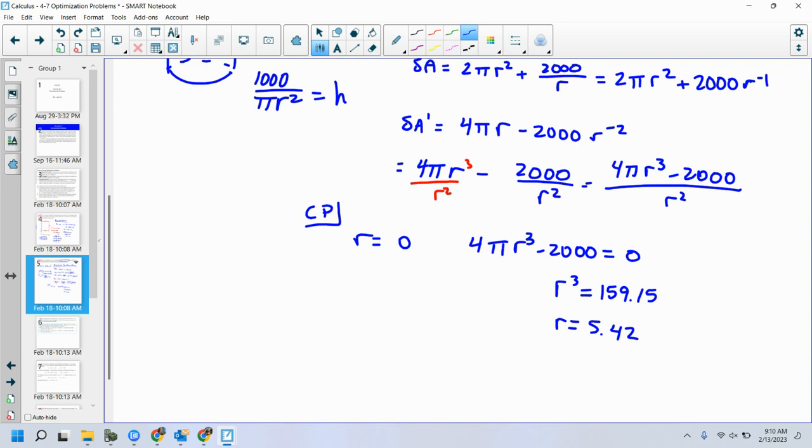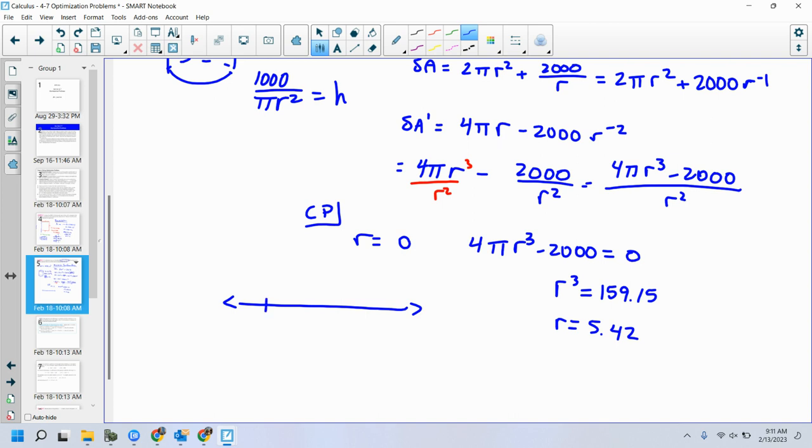Now, I could figure out my lower boundary to my radius. What's the smallest radius I could possibly have? I'm thinking about using the closed interval method. Like, is there some sort of boundary? What's my smallest radius I could possibly have? 0, right? Wouldn't make sense to, I mean, that would really minimize cost. But that's the smallest radius I could possibly have. Can I define what the biggest radius I could possibly have is really easily? Not like I could with my rectangle, right? So maybe it might be better to run the increase-decrease test here to see if 5.42 was a true maximum or a minimum.